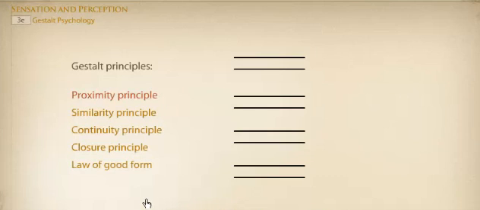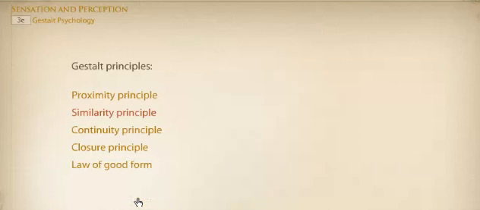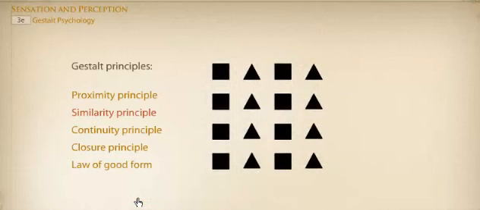All right, now let's look at similarity. People tend to group stimuli that are alike. The similarity principle is apparent in this illusion, where we group elements of similar darkness into the number 2. Here's another example of that. You could view this illustration as horizontal rows containing varied shapes. But because we tend to group similar shapes, you are more likely to see vertical columns of squares and triangles.